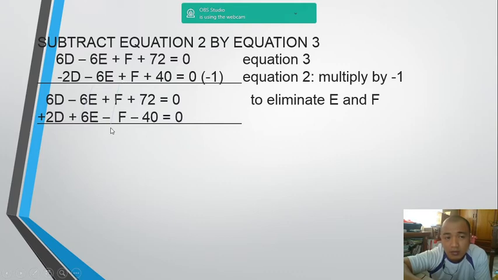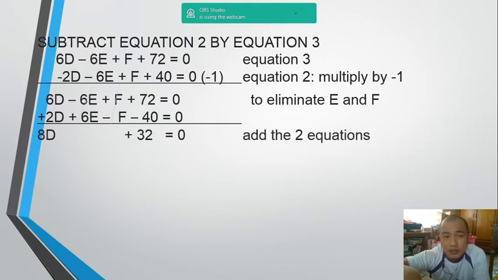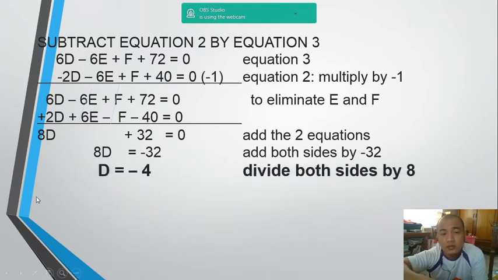So, as you can see, F can now be eliminated. At the same time, E was also eliminated. That's accidental, though. Sometimes only F is eliminated, but you are lucky when two variables are eliminated. So, let us now add the two equations. 6D plus 2D equals 8D. 72 plus negative 40 is 32. From here, add both sides by negative 32: 8D equals -32. Divide both sides by 8. Therefore, D equals -4. So we have solved D. Our goal now is to solve for E and F.